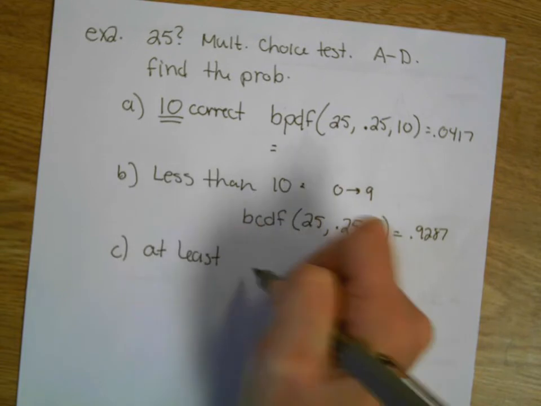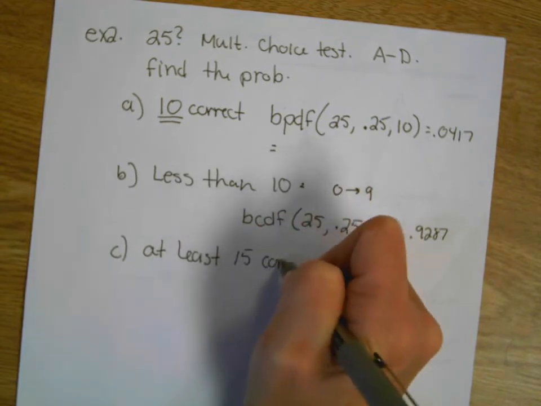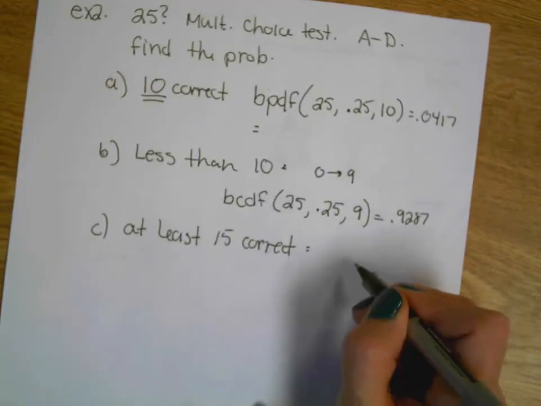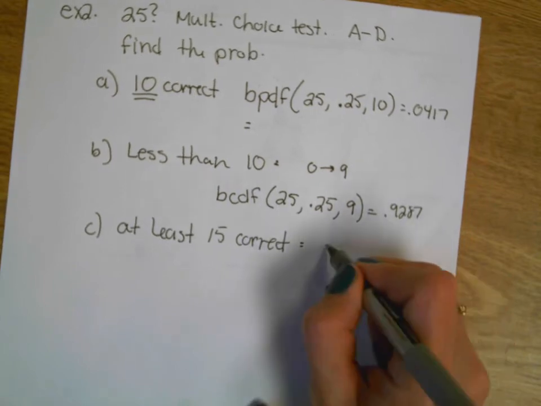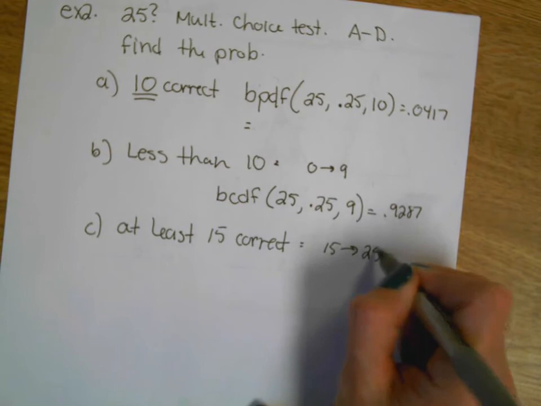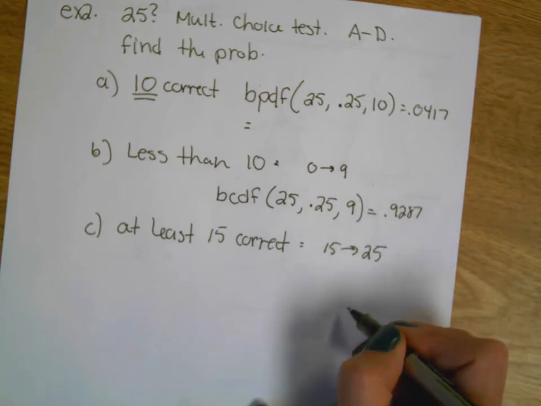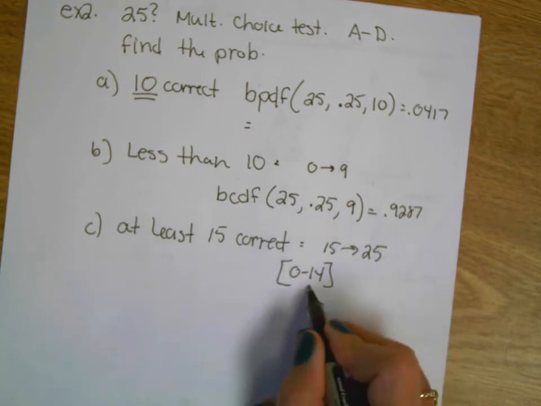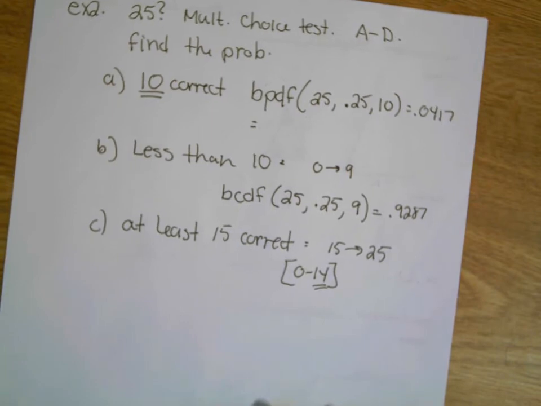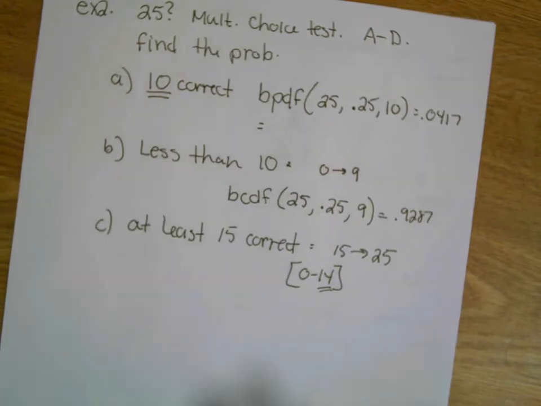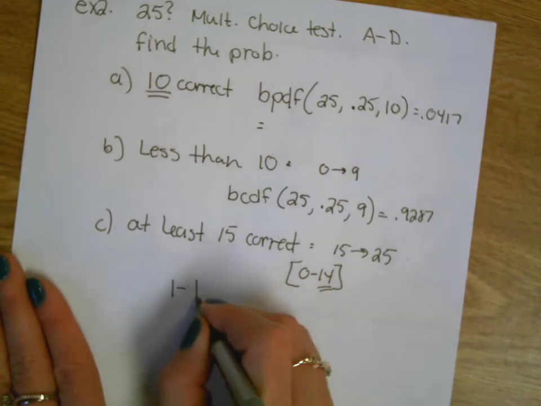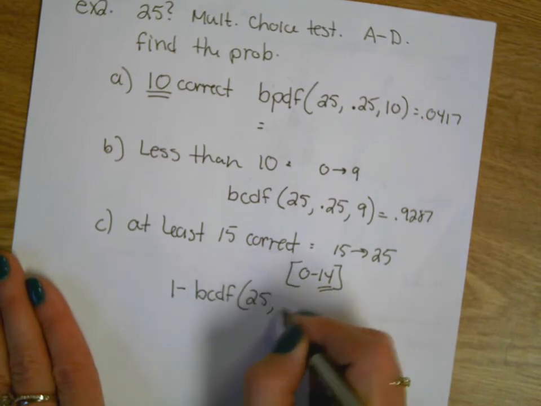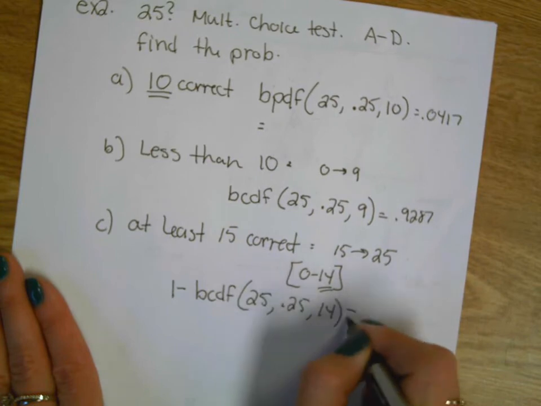Now at least 15 correct. Which means you want which one? We want 15 through 25, which means we have to do a 1 minus what chunk? 0 through 14 is what we want to subtract off. 14 is the number that's got to go in your program. So 1 minus binom CDF, 25, 0.25, and 14.